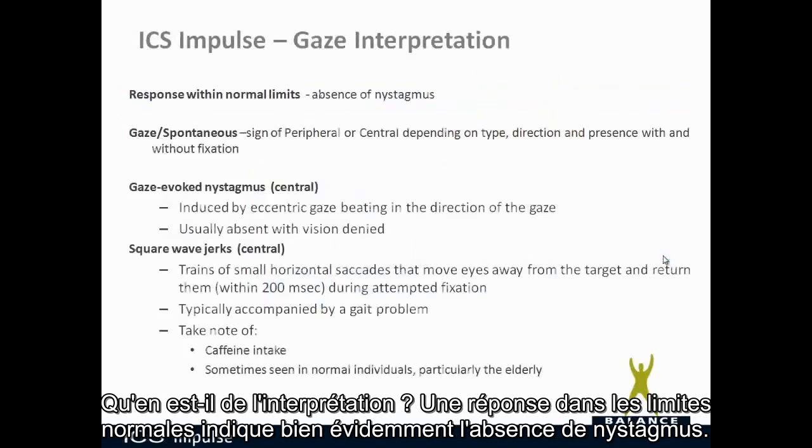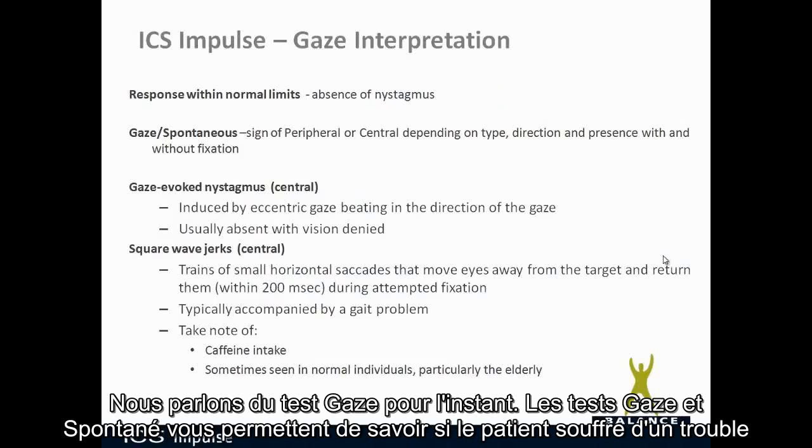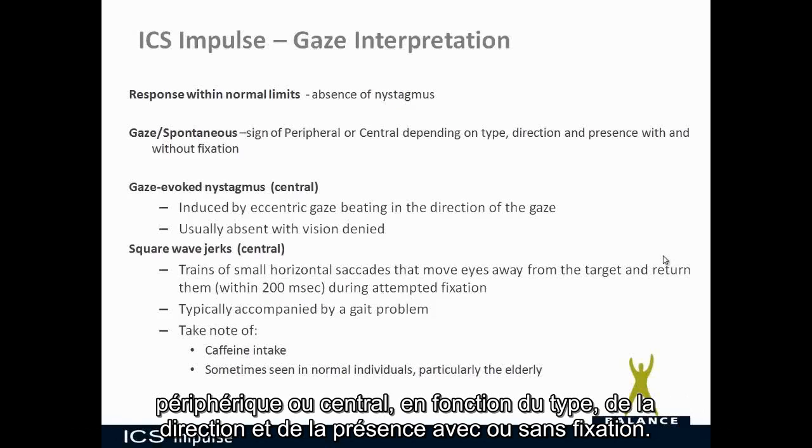Okay, let's talk about interpretation. A response within normal limits obviously is absence of nystagmus. So there's no nystagmus beat in that response for gaze. We're talking about a gaze test right now. Gaze and spontaneous tests help you decide whether the person has a peripheral or central disorder depending on the type, direction, and presence with or without fixation.